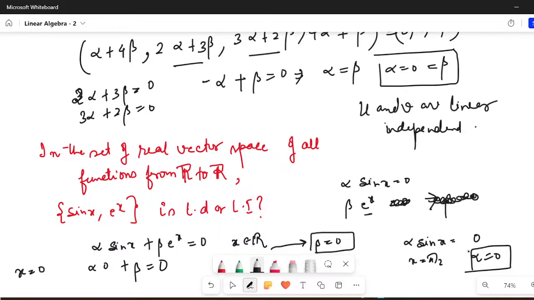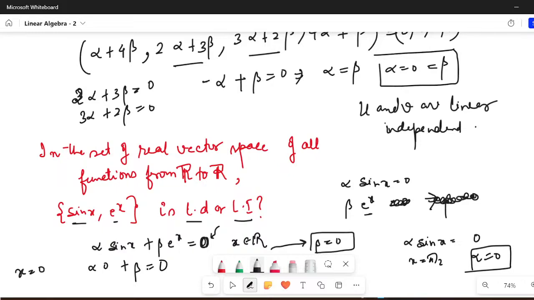One thing is very much clear: if I'm saying that sine x and e to the power x are linearly dependent or linearly independent, then I have to check whether alpha sine x plus beta e to the power x is a 0 function, right? Here 0 would be a 0 function. Now if it is a 0 function, then clearly this should be true for all real x. If it is true for all real x, then it should be true for 0 also, and for pi by 2 also.